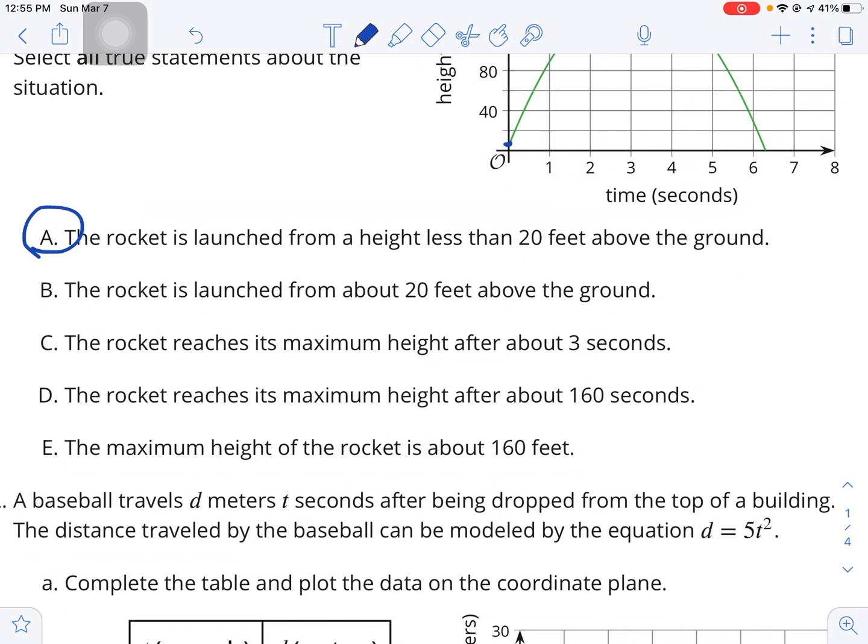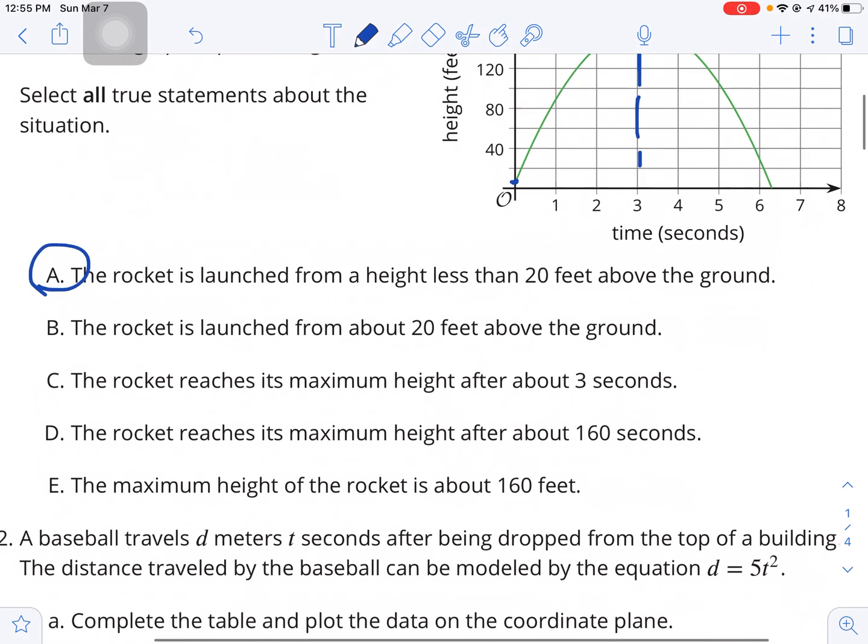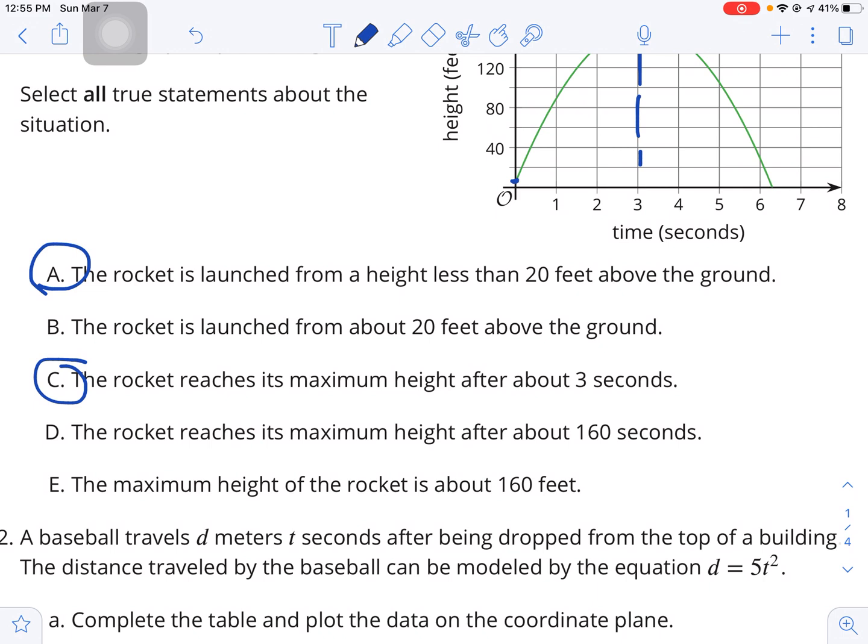Letter C, the rocket reaches a maximum height after about 3 seconds. I would agree with that. Time in seconds is here, and it looks like after 3 seconds has gone by, the rocket is at its maximum height, so I would agree with that one.